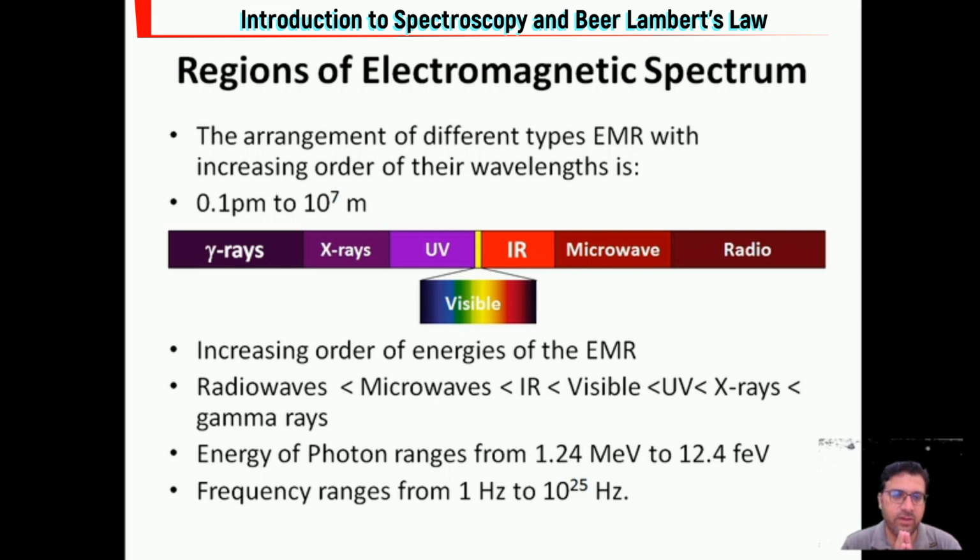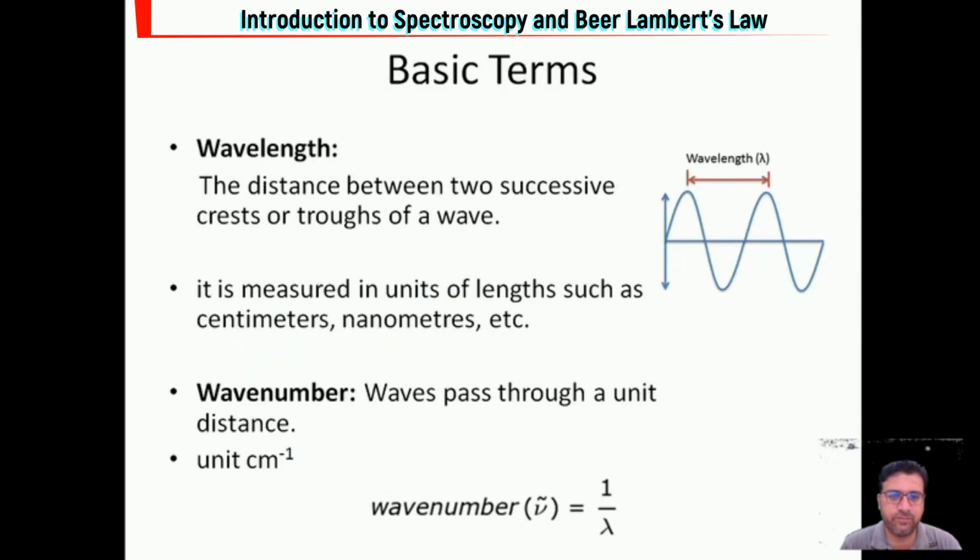Gamma rays belong to nuclear transitions. X-rays are used for the core electron transitions, UV visible for the valence electrons. In IR, we study the vibration of the molecules, and microwaves are used for the electron spin resonance, and radio waves for the nuclear spin resonance.